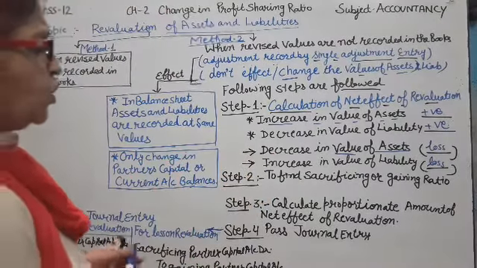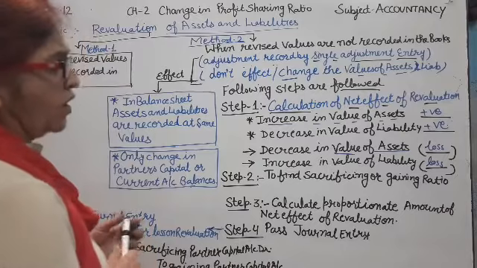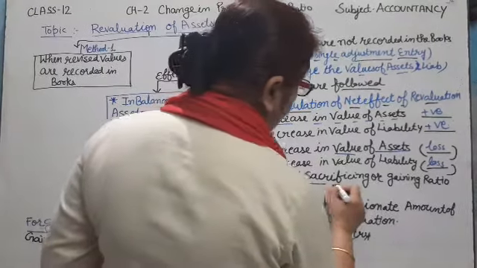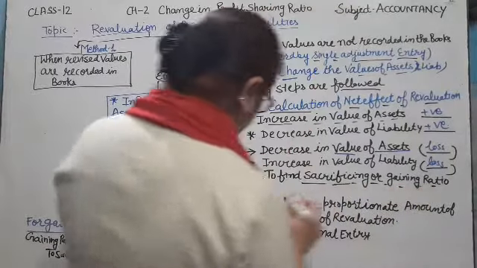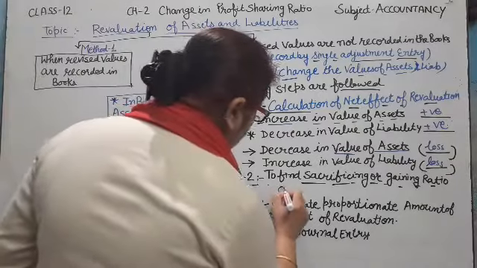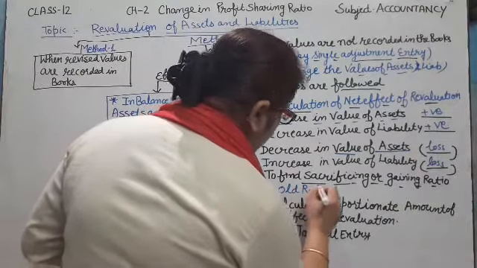Second step is to find the sacrificing or gaining ratio. In the second step, we find the sacrificing ratio or gaining ratio by using the formula old ratio minus new ratio.